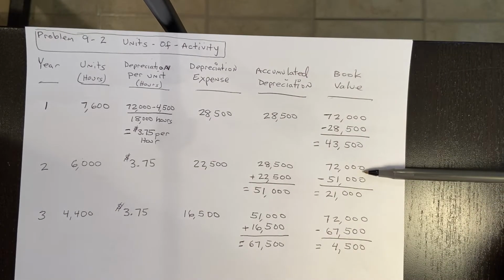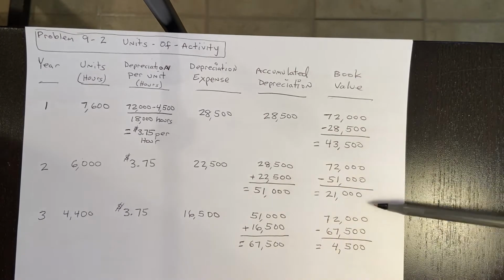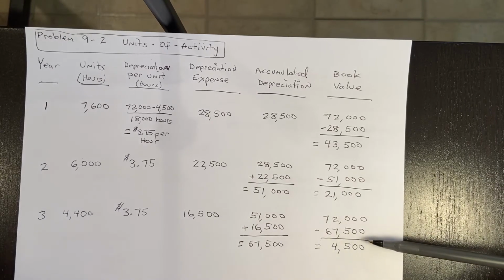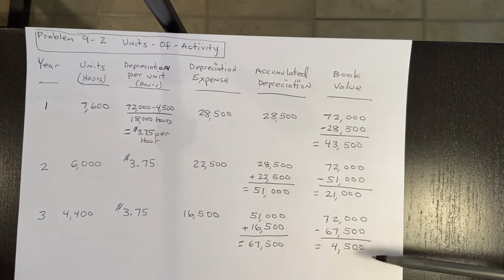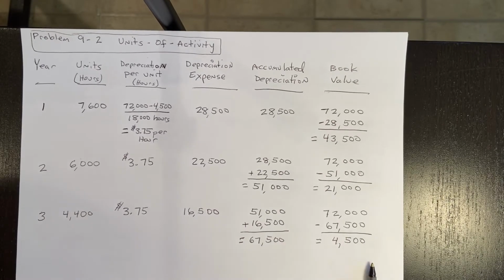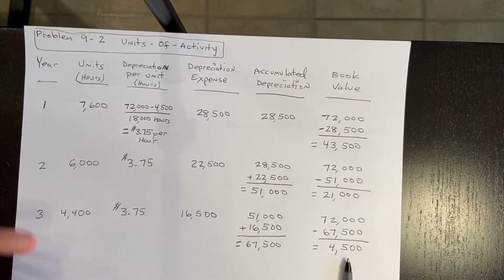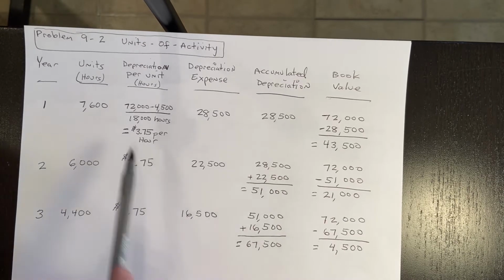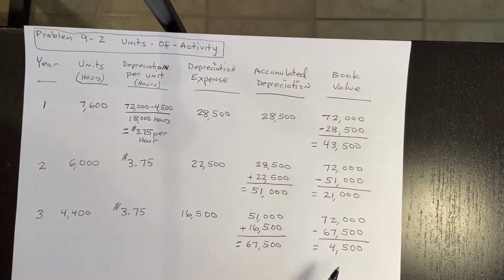Then it's going to be 72,000 minus 51,000 for 21,000. And then finally, 72,000 minus 67,500 or 4,500. Again, that 4,500 is not coincidental that it's the residual value number. It's got to be that because you took it out in the beginning up here. So that and that is always going to be the same.